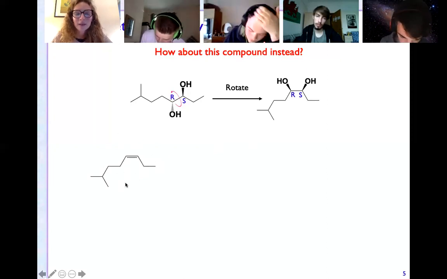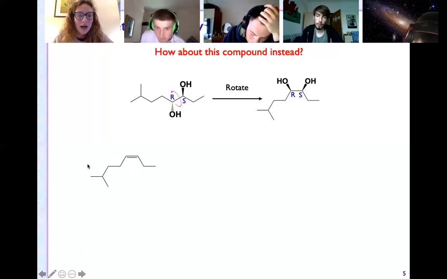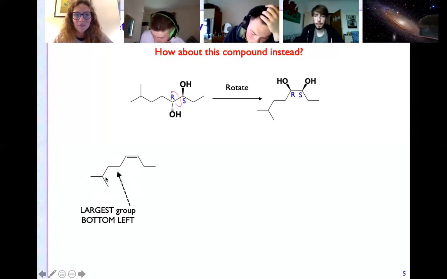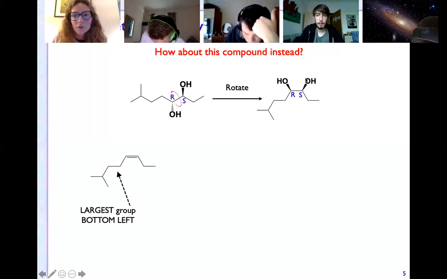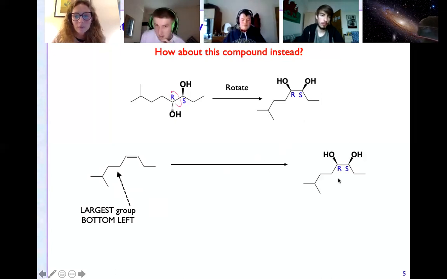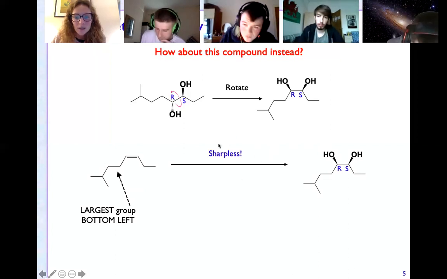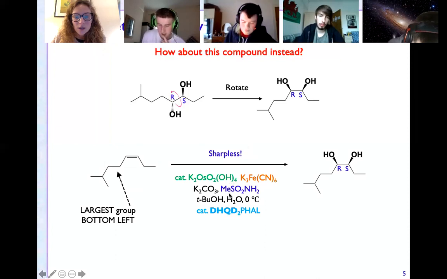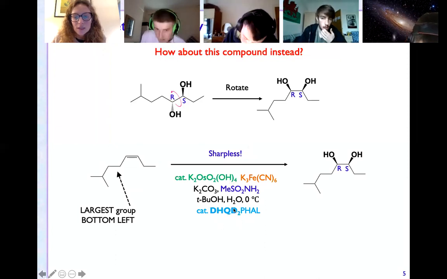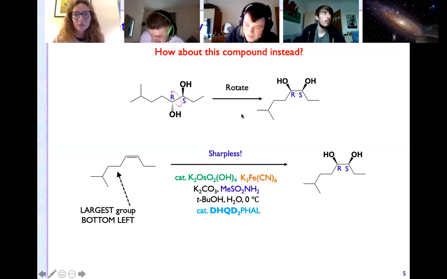Okay, guys. Once again, we have our largest substituent, bottom left. So we still want our hydroxyl to be delivered from the top face. So also in this case, Sharpless asymmetric dihydroxylation, and we still use this ligand, which will make our hydroxyl groups be delivered from the top face.